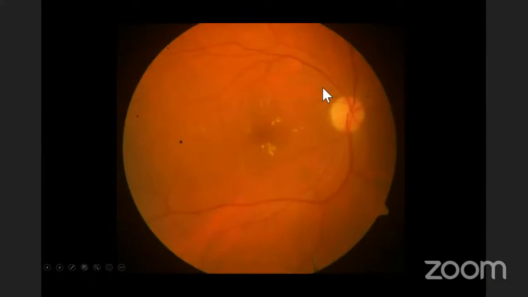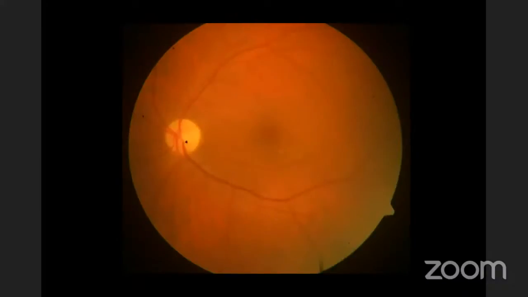This is the fundus image of the patient of the right eye, which shows us presence of hard exudates right in the center. And there are microaneurysms which are involving just near the foveal center. The left eye is slightly better, where you have fewer hard exudates which are involving the center of the macula.